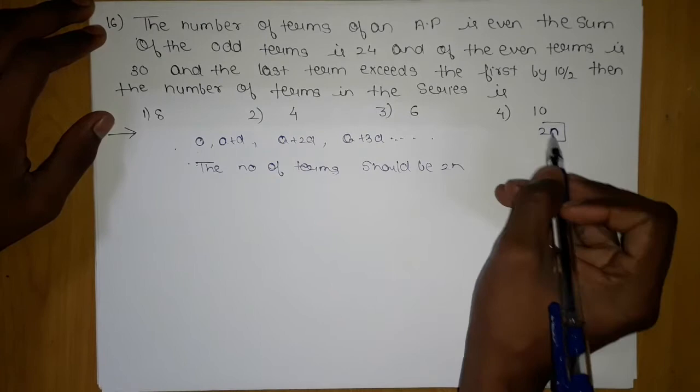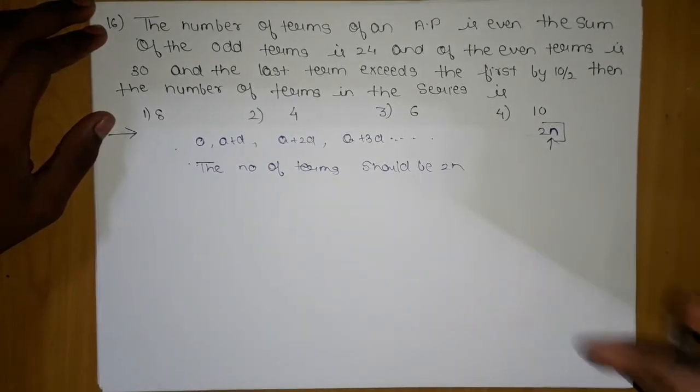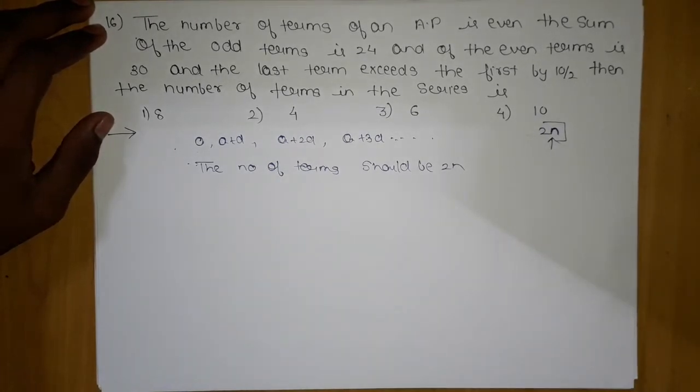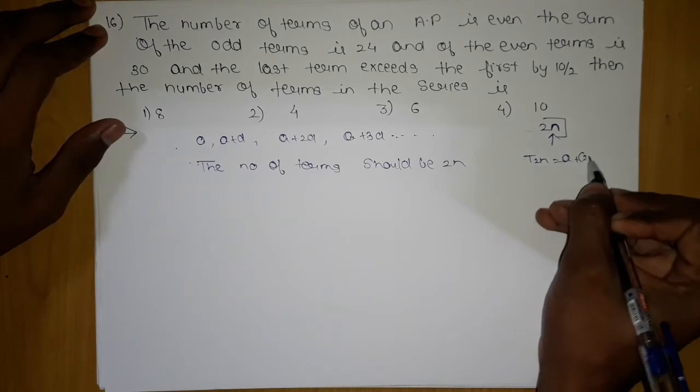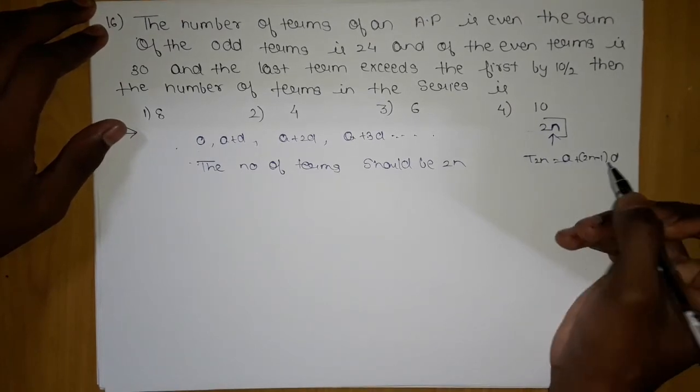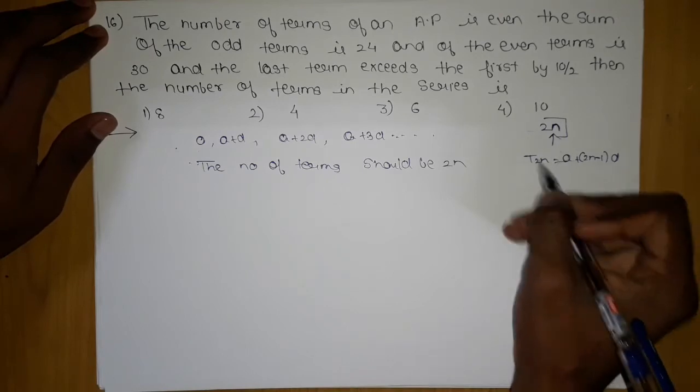Now, never assume that the last term is 2n. I am telling you the number of terms in the AP is 2n. I didn't tell that the last term is 2n. So we have to find T2n, which is a plus (2n minus 1) into d. This is a general mistake. So the last term we got.